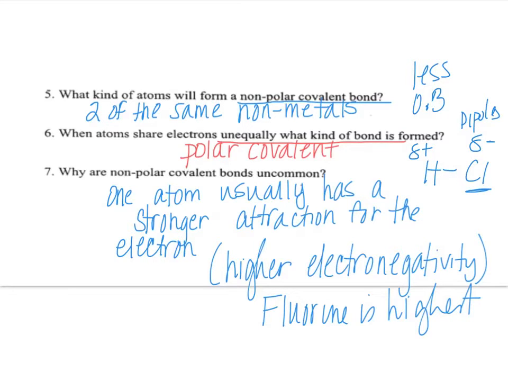Number 7, why are nonpolar covalent bonds uncommon? They're uncommon because there's usually one atom that has a stronger attraction for the electron. Remember, the higher the electronegativity of an atom, the more it gets the electron. Of course, fluorine is the highest, but there's very few things that have that less than 0.3 electronegativity difference, and so that's why it's uncommon.